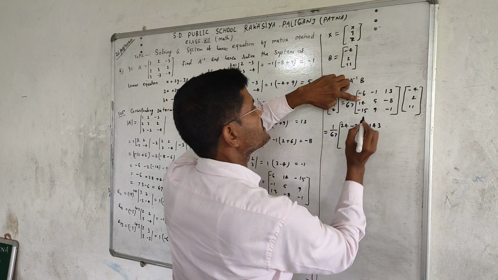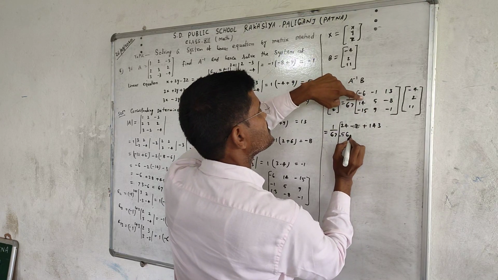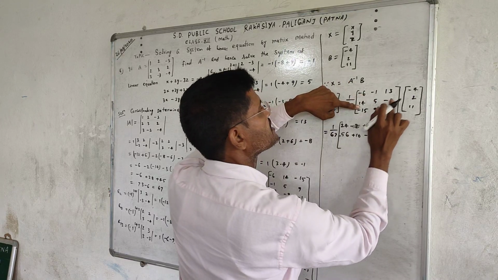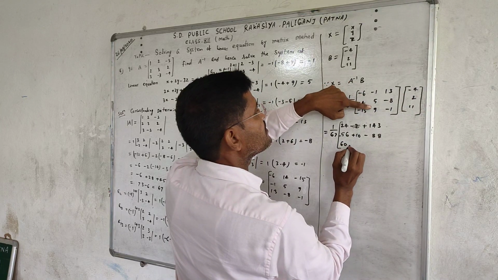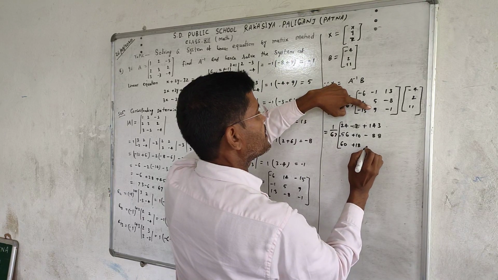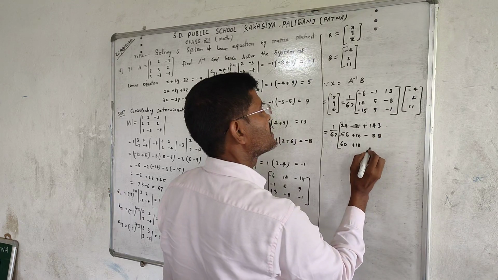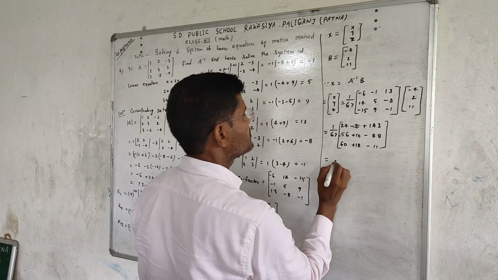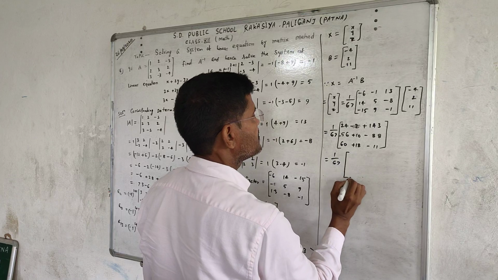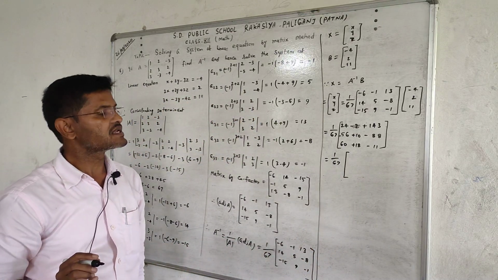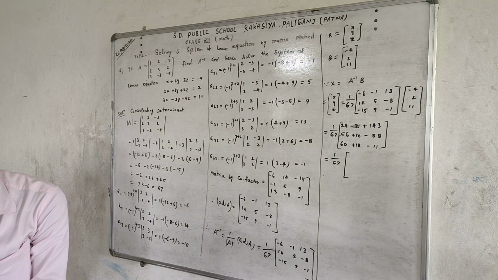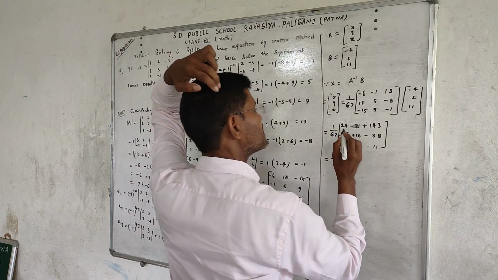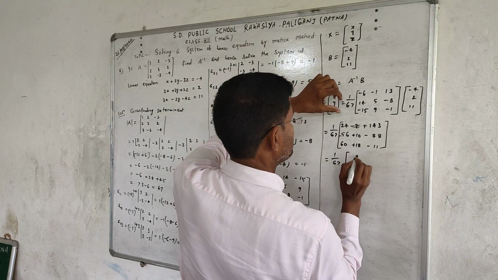In the second row, 14 into -4 is -56, 5 into 2 is plus 10, and -8 into 11 is -88. In the third row, -15 into -4 means 60, 9 into 2 is plus 18, and -1 into 11 means -11. So it is equal to 1 by 67 into the matrix with 143 plus 24 minus 2, and so on.